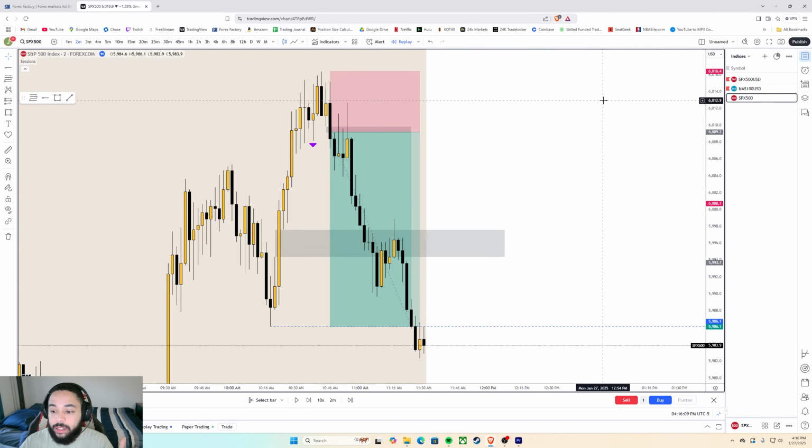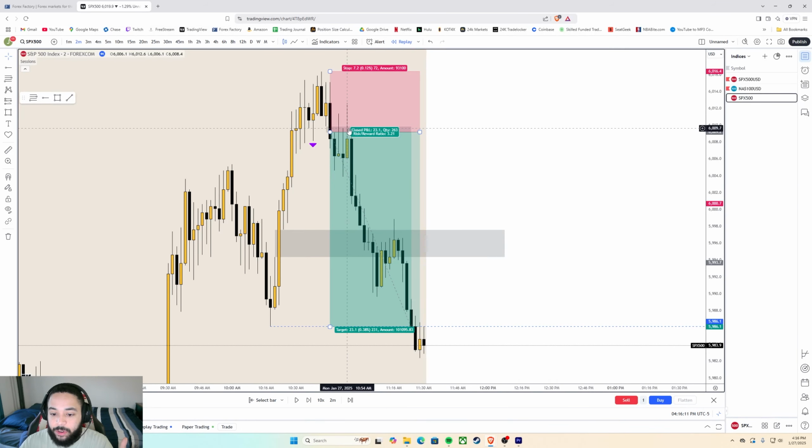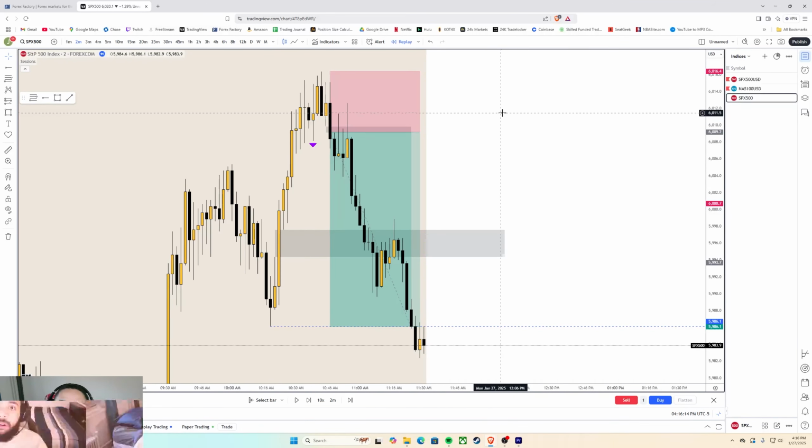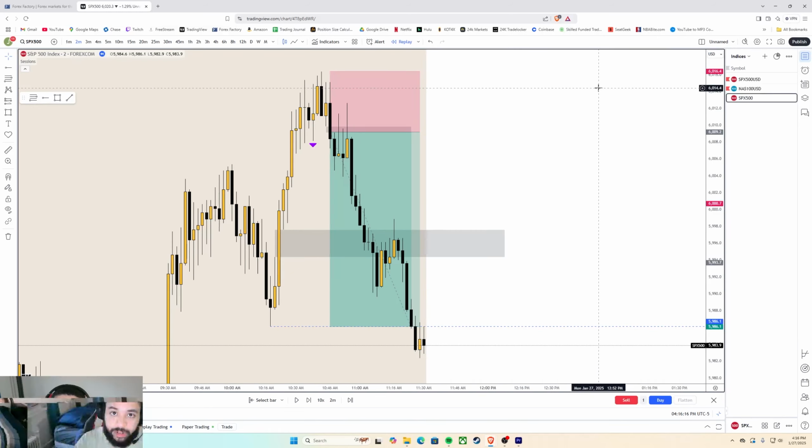So that is the trade recap for Monday, January 27th on the S&P, and that's showing price delivering to the T as we anticipated.